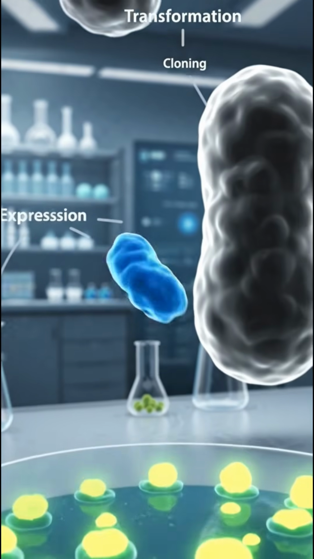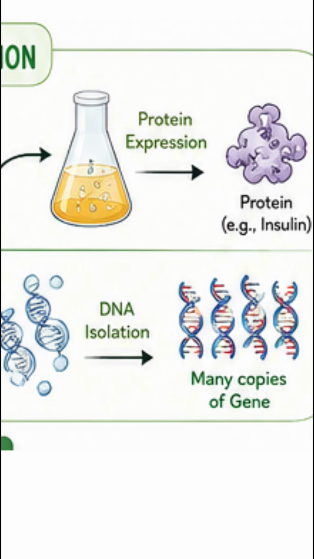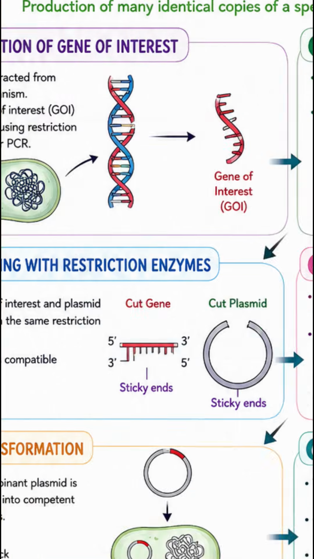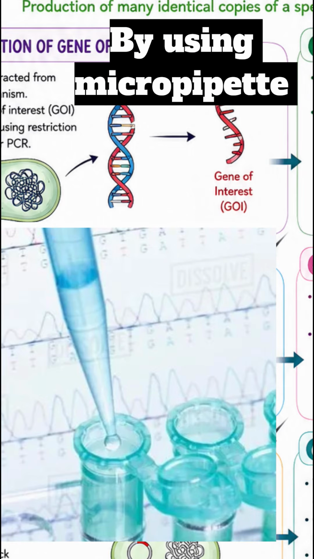Gene cloning is a process of producing many identical copies of a specific gene by using a cloning vector like a plasmid. It happens commonly in E. coli, inside a host cell. First, what happens? The isolation of the gene of interest.